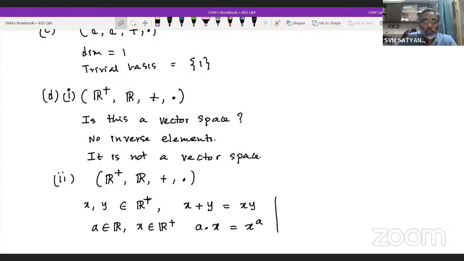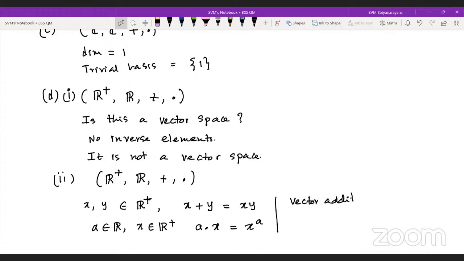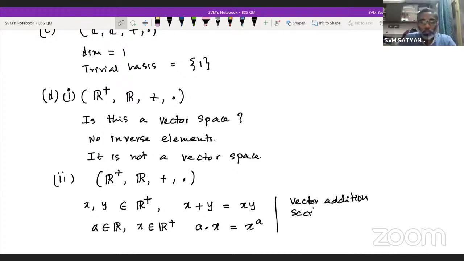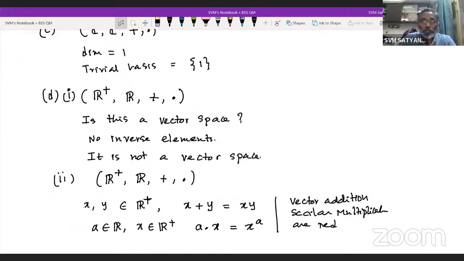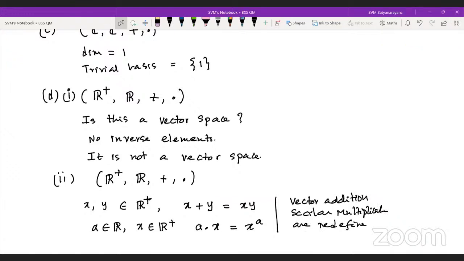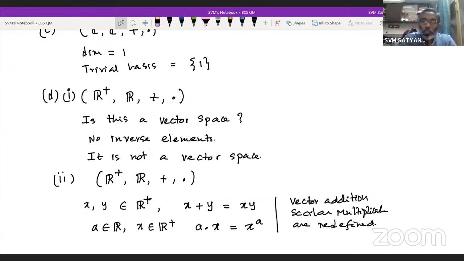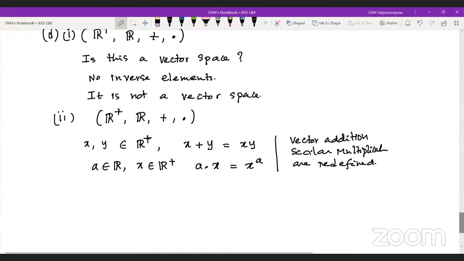Okay, so that means vector addition and scalar multiplication are redefined. Now you can verify for yourself, this will form a vector space. So then it is a vector space.